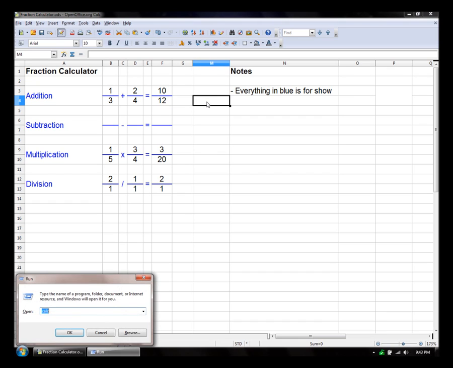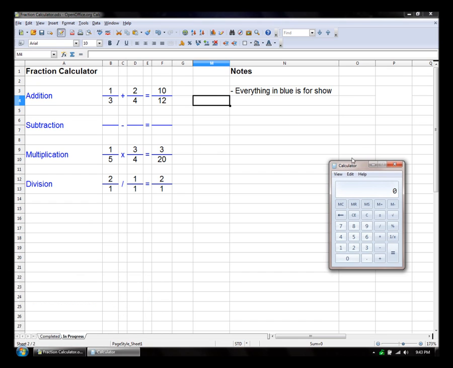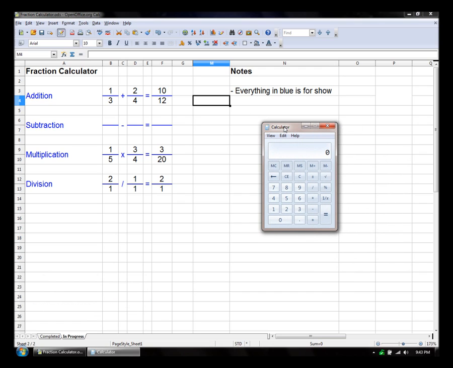And I'm going to check my math using the calculator quick. So we'll do 1 divided by 3 plus 0.5. That should equal 10 divided by 12. Yes, okay, we're good.